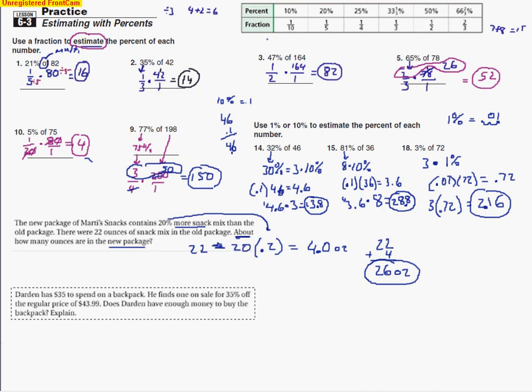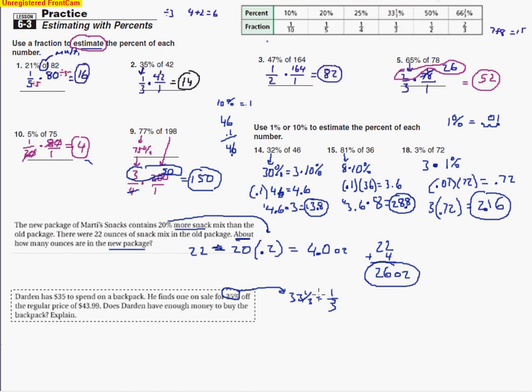Now let's take a look at one more problem here. It says Darden has $35 to spend on a backpack. He has one that's 35% off the regular price of $43.99. So let's change this 35%. This is a great one for that 33 1/3, which is about 1/3. Okay, so we're going to use that number. 1/3 is the number we're going to use. We're going to change this $43.99 to $45 because 3 goes into that number.